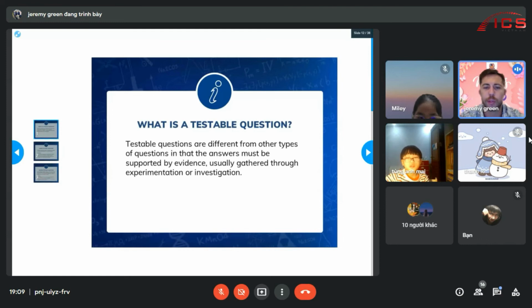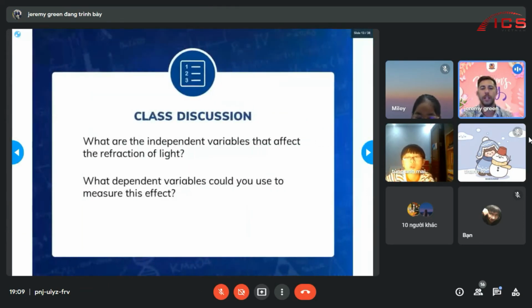Testable questions are different from other types of questions in that the answers must be supported by evidence, gathered through experimentation and investigation. That's a testable question. Now, what are the independent variables that affect the refraction of light? The independent variables, everyone, are the ones that are their own. So we'll say the water is an independent variable and the light source, where the light is coming from. The dependent variable would be maybe the angle that the light is shining at the water.